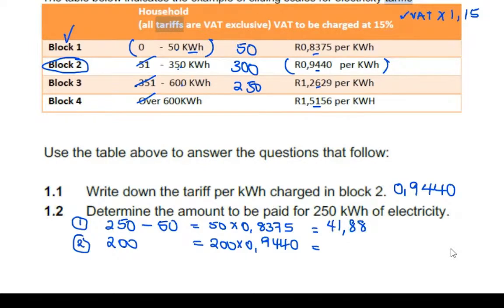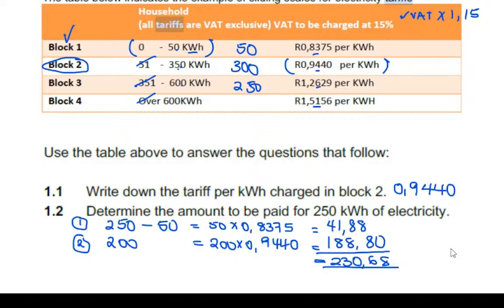Okay, let's do the second one. 200 times 0,9440. We get the answer as 188 rands 80 cents. Add up everything. You get the answer as 230,68. That's how we get.